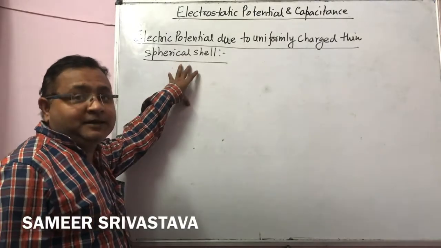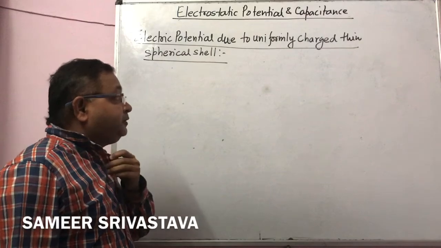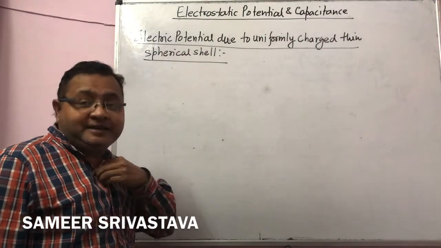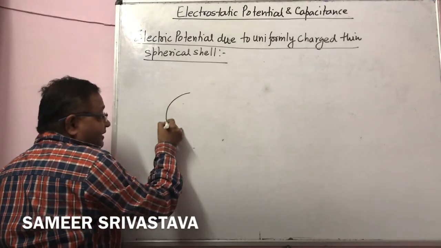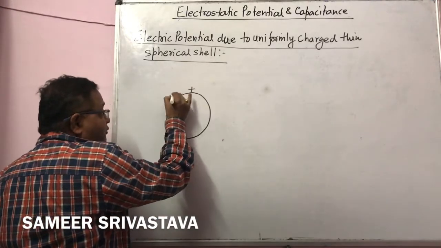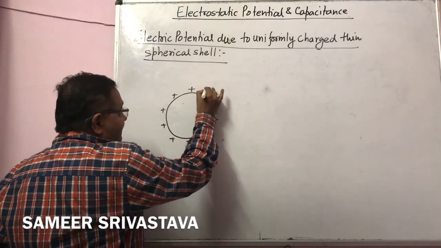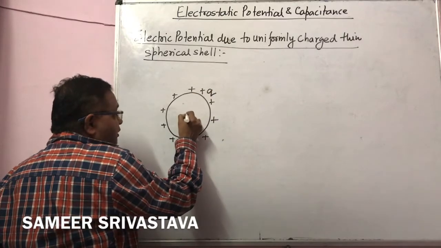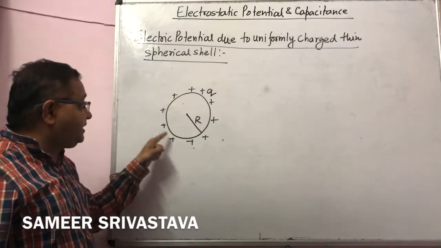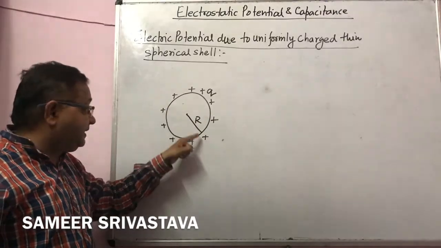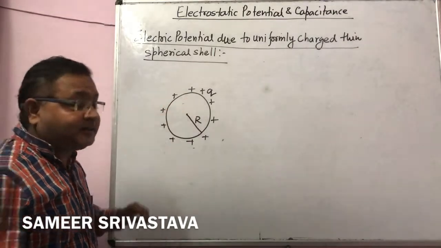Now the next topic is we have to find the electric potential due to a uniformly charged spherical shell. It means suppose we have a spherical shell, uniformly charged, and the radius of that spherical shell is capital R. Now in that condition we take up three cases.